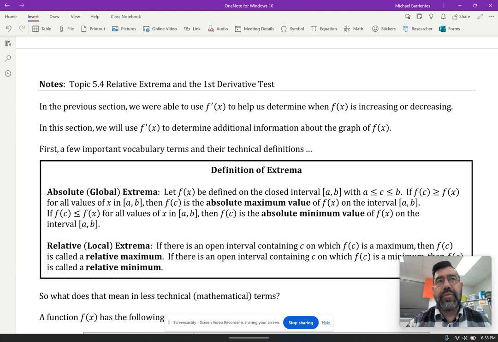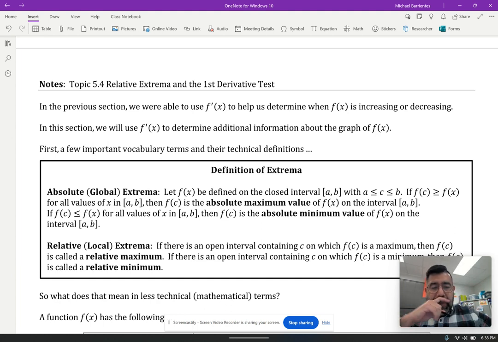If you watched and understood the videos for finding intervals of increasing, decreasing by using a sign chart, that's basically what the first derivative test is, using the first derivative values to determine where relative extrema are. However, we kind of need to know what relative extrema is. So let's talk about some vocabulary here before we get started.